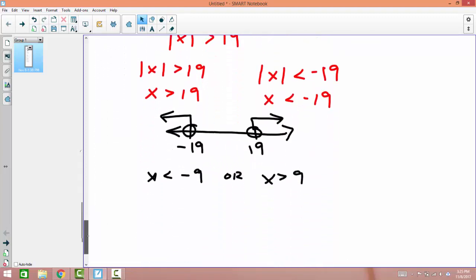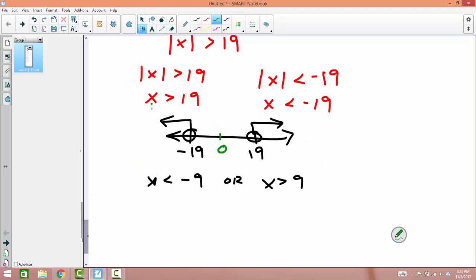Stop. So to test, if you want to plug in 0, 0 shouldn't work for either. So is 0 greater than 19? No. So that checks out. Is 0 less than negative 19? Nope. So that checks out. So you should be feeling like, yep, I did that right. I am feeling super happy.